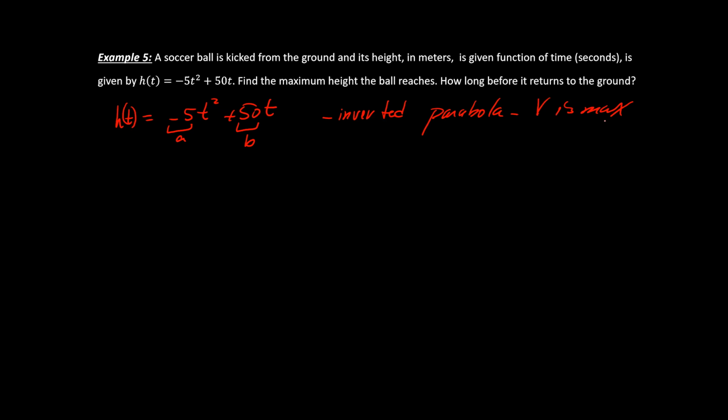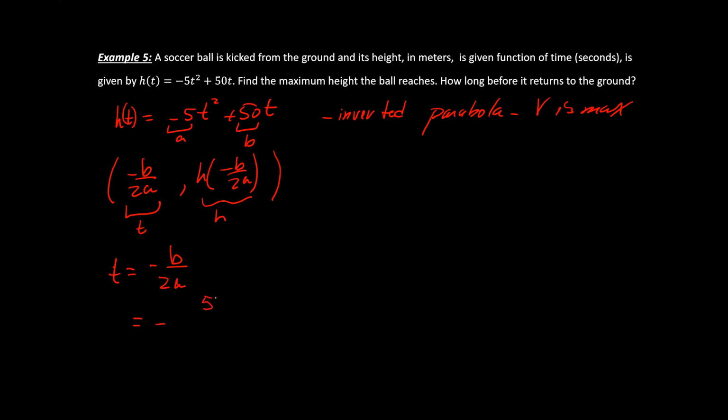Find the maximum height the ball reaches. Similar to the other one. The other one had a third term right here, but this one doesn't have it. But so what? The coordinates are negative b over 2a, that's the time. And then the height is when we evaluate the function at negative b over 2a. There's the height. So at what time? Find the maximum height. Okay, do it the same way.